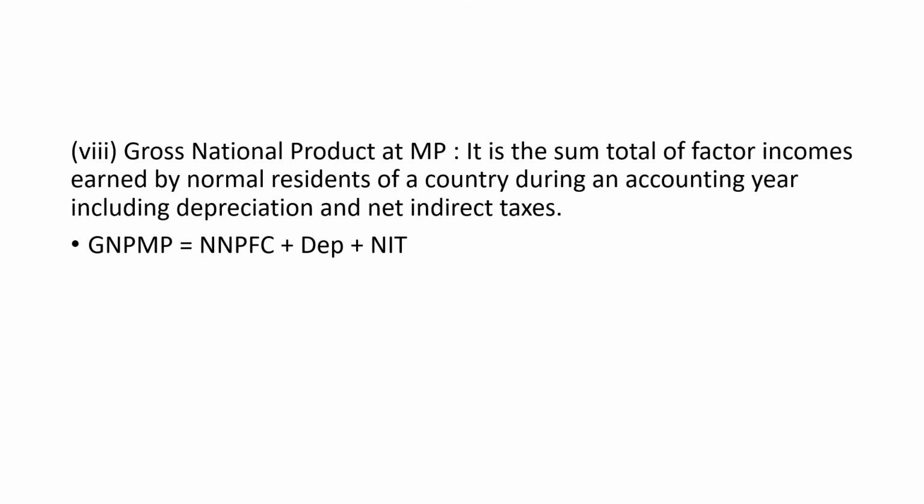Next is gross national product at market price, which is the sum total of your factor incomes which are earned by the normal residents of a country during an accounting year, which will take into consideration depreciation and net indirect tax. So why are you taking into consideration depreciation and net indirect tax? Because you have the concept gross, so you are taking into consideration depreciation, and you have the concept market price, so you are taking into consideration the net indirect tax. So these are the only differences.